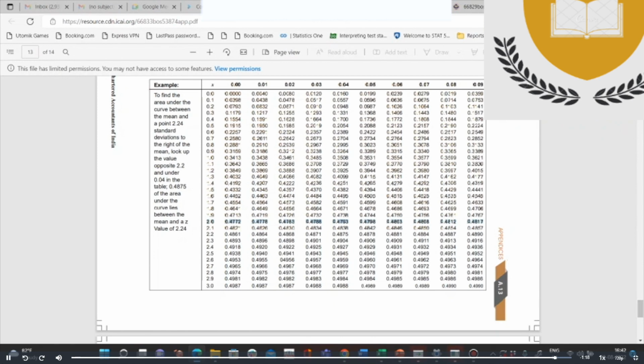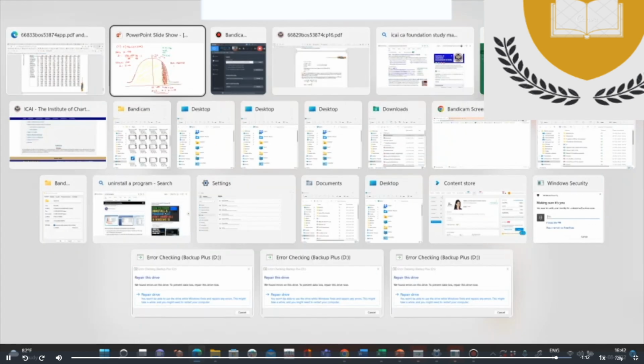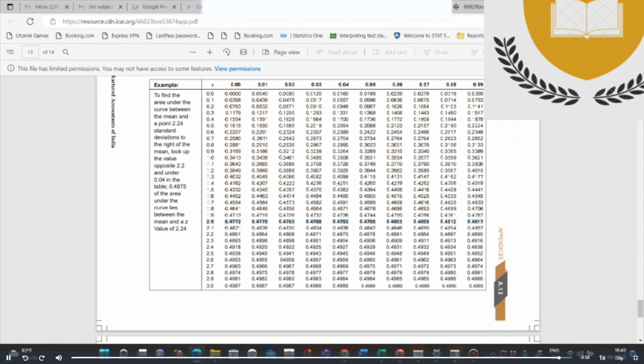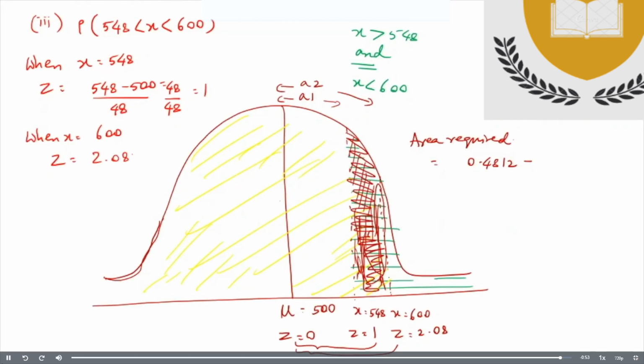Here, 2 is here, 2.08 is here, 0.4812. So I need to first take 0.4812. From that I need to subtract. 0 to 2.08 is 0.4812. 0 to 1 I have to find out. So I have to find out 1.0. 1.0 is 0.3413. 0.3413. The difference between the two will give me 0.1399.